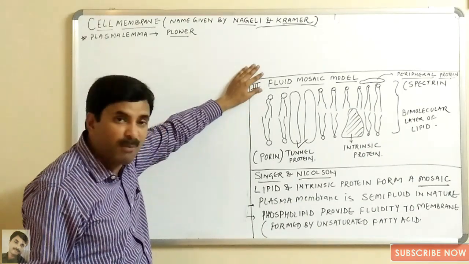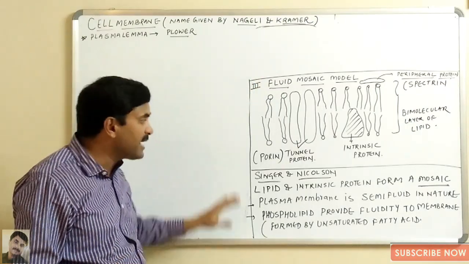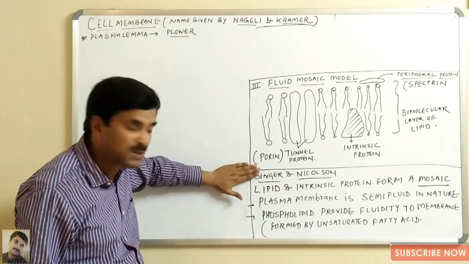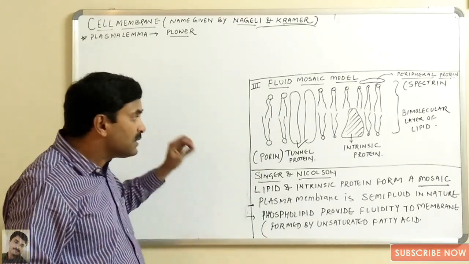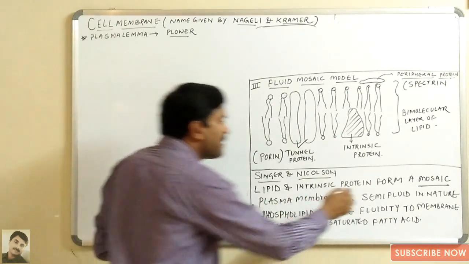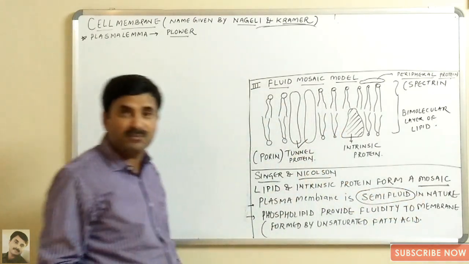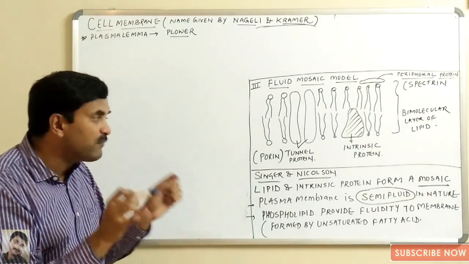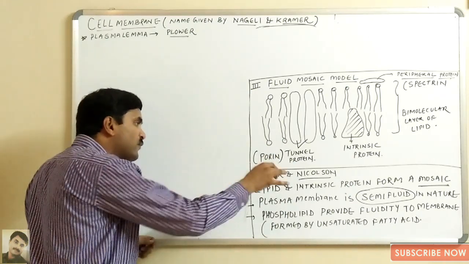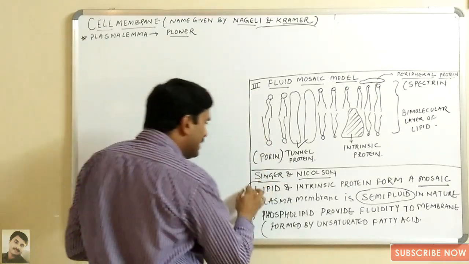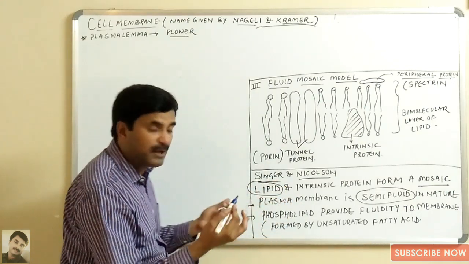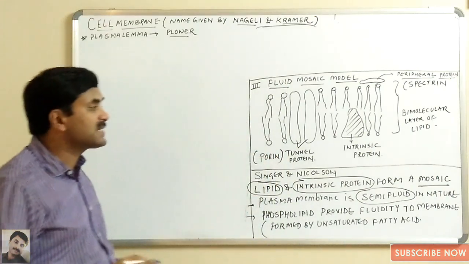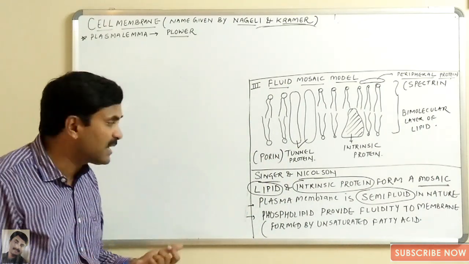And this fluid mosaic model was first given by two scientists known as Singer and Nicholson. What is this model basically? This model says that the plasma membrane is semi-fluid in nature, and in this semi-fluid, the lipid, I mean the phospholipid, and the intrinsic proteins form a mosaic pattern. They form a mosaic pattern.